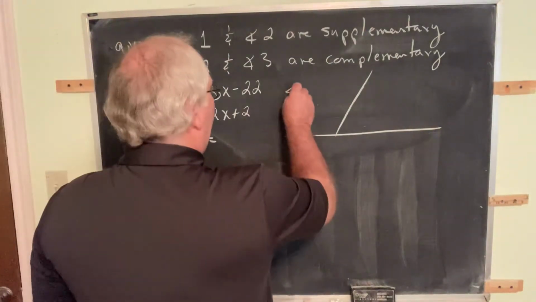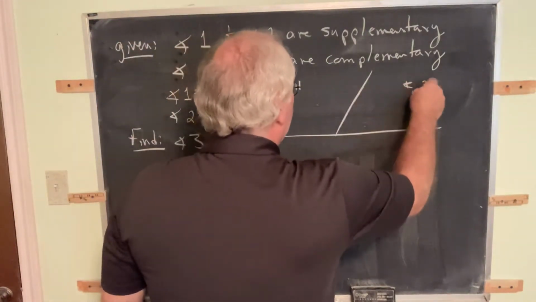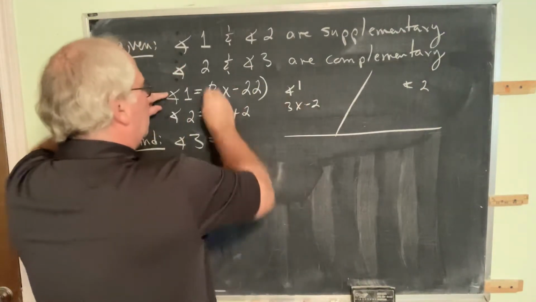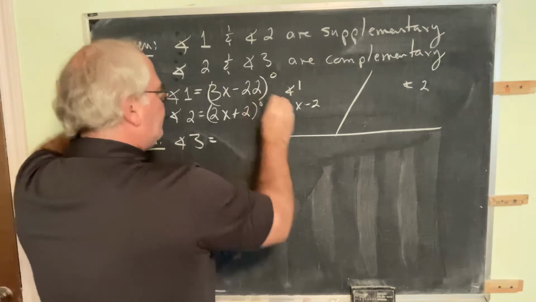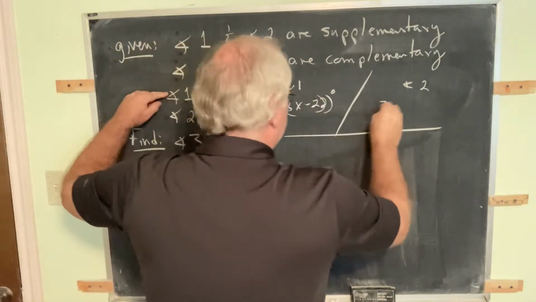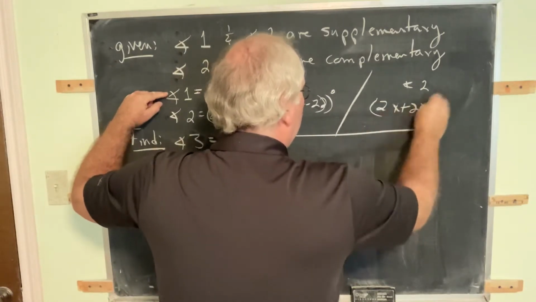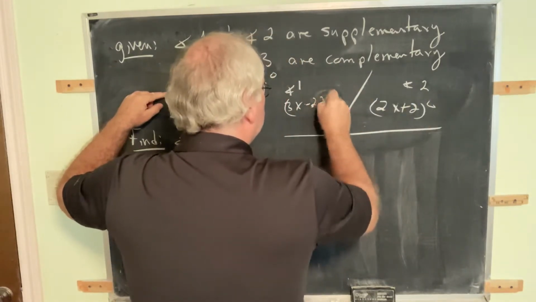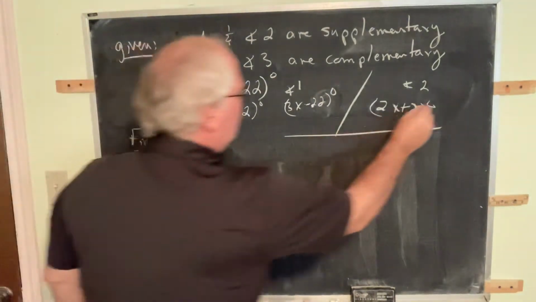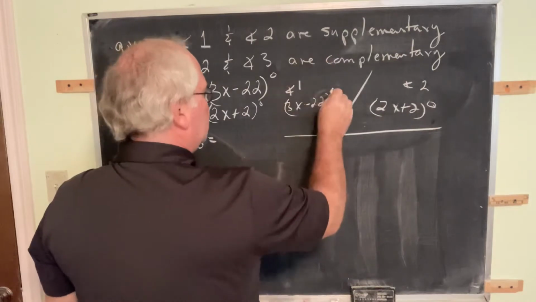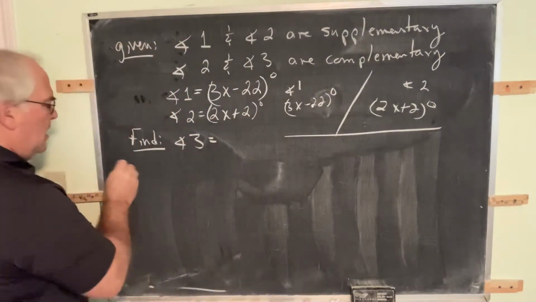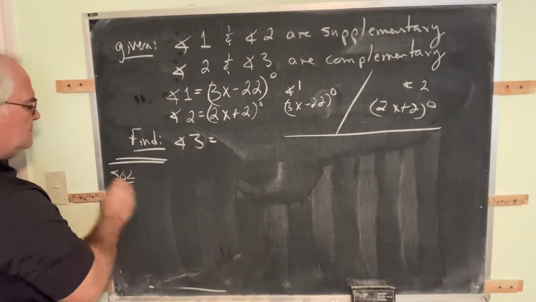And so let's call this angle 1, let's call this angle 2, and so we know angle 1 is 3x minus 22 degrees, and this is 2x plus 2 degrees. And we know that they are supplementary. So let's leave the second piece of information aside for now. Let's use what we have already.